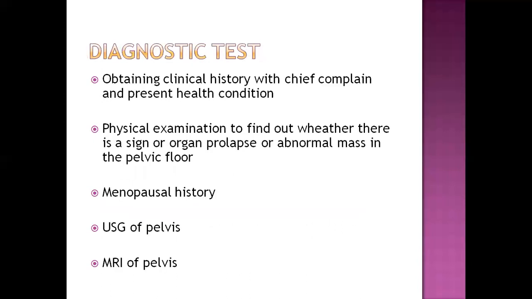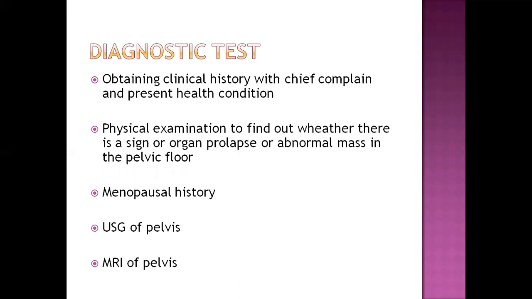Diagnostic tests that we can perform for urinary incontinence are, first of all, obtaining a clinical history. Clinical history must contain the chief complaint and today's, present health condition. Next is a physical examination. Physical examination of the pelvic floor is necessary because there might be an abnormal mass, benign or malignant, growing in the pelvic floor, which might be a reason for the urinary incontinence. So physical examination is one of the most necessary things.